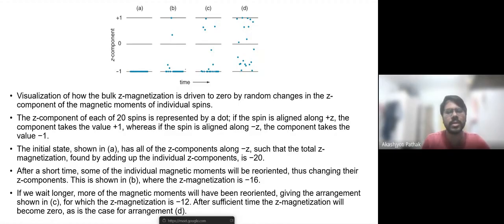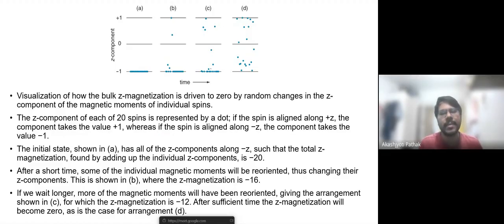So, visualization of how the bulk Z magnetization is driven to zero by random changes in the Z component of the magnetic moment of the individual species. In this figure, the example of 20 nuclear spins is shown. Without any magnetic field, all 20 nuclear spins are present in the lower energy state. After some time, 3 or 4 nuclear spins move to the higher energy state, so the bulk magnetization becomes minus 16, whereas if the spin is along the component, it takes the value minus 1.